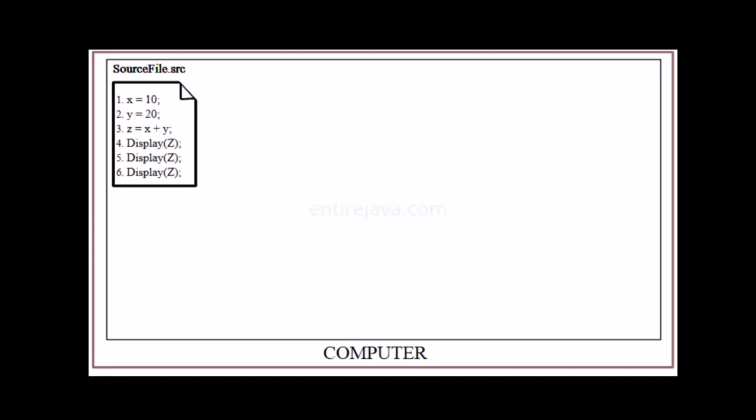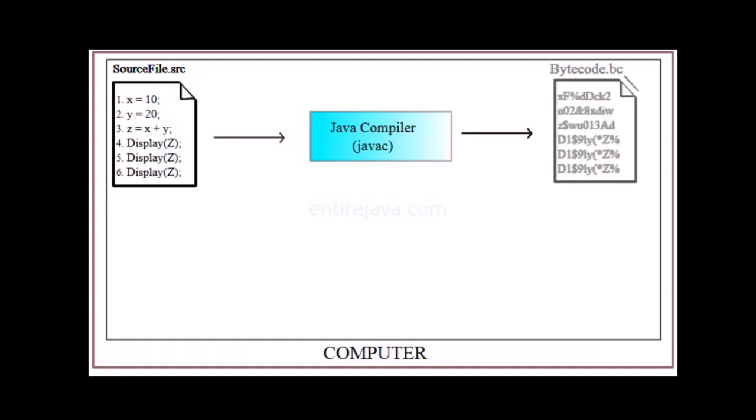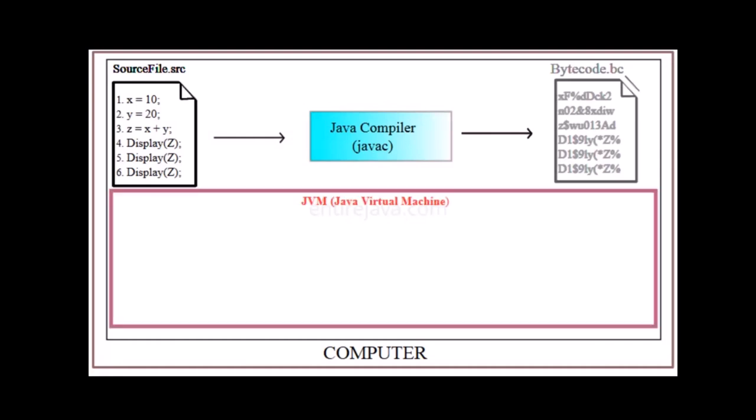So you write your source code, and it will then be compiled using the Java compiler. This will generate an intermediate code that neither the computer nor you can understand, but only a Java virtual machine can understand. You may wonder why we need to have intermediate code. I will answer it later.